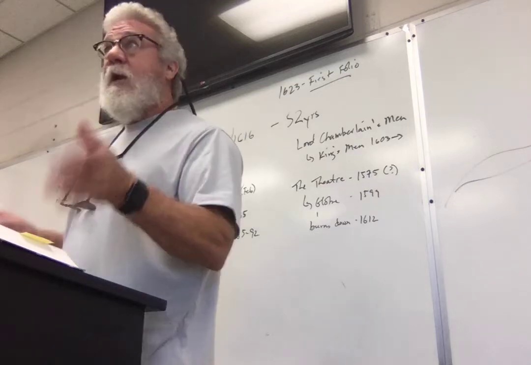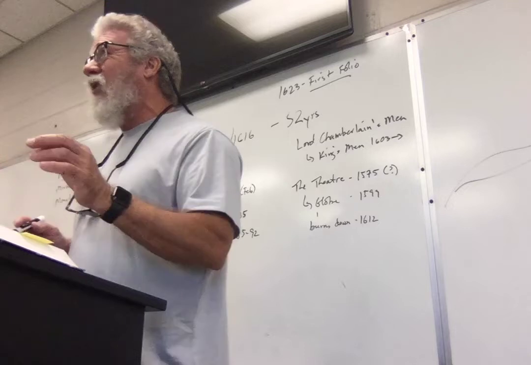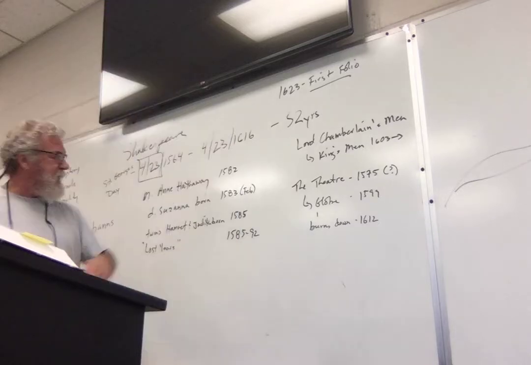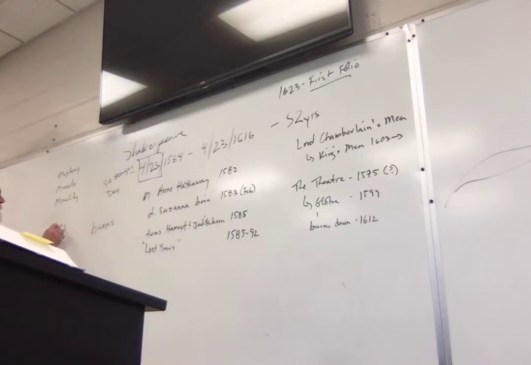We know he doesn't write anything after about 1612. So you go from 1590 to 1612, that's 22 years. All right? In that 22 years, he writes 37 full-length five-act plays. What's that average out to? It's not quite, about 1.5 a year.